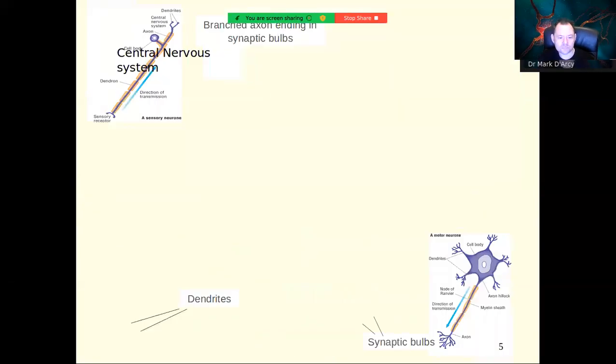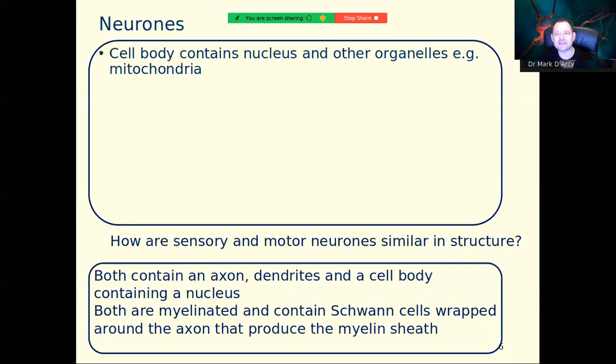Okay, so let's just jump through that slide. It's not really displaying very well, but it doesn't really matter. I'm going to describe neurons now in a little bit more detail.